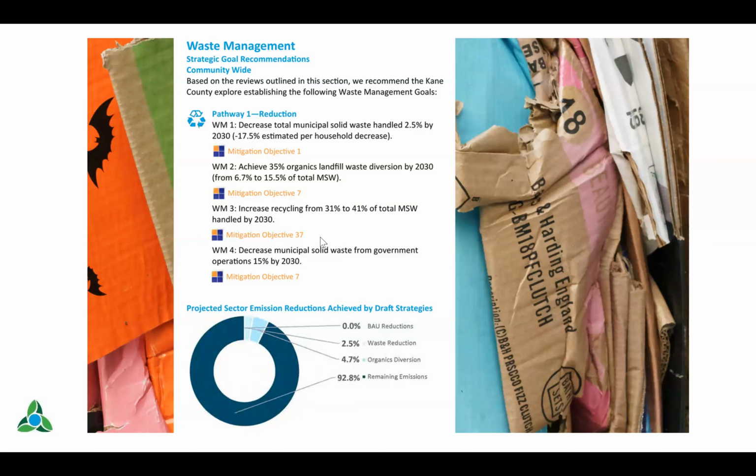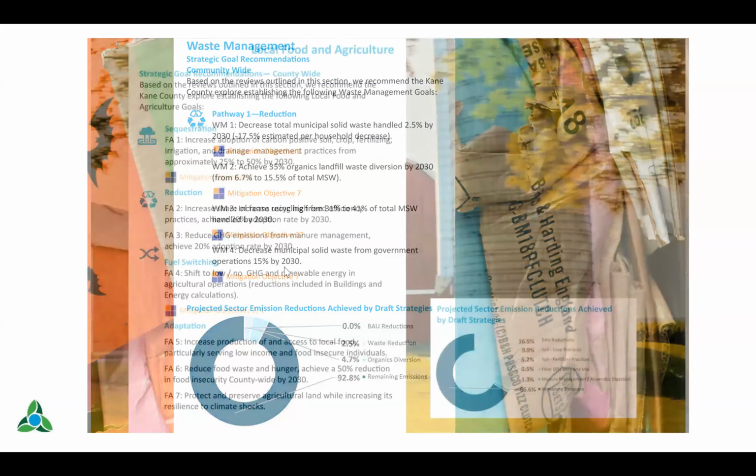Thirdly, we want to increase diversion for recycling. How can we increase the share of recyclable materials that actually get recycled instead of being thrown in the trash? Decrease municipal solid waste from government operations. So again, applying these same strategies that are community-wide, doing it at the government operation level.